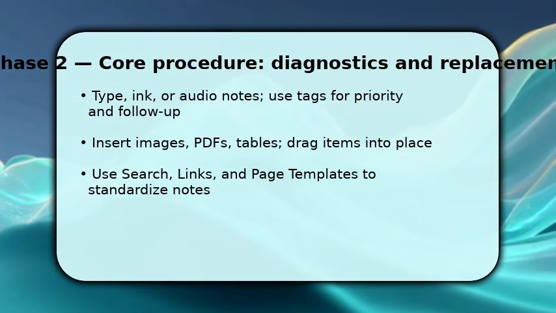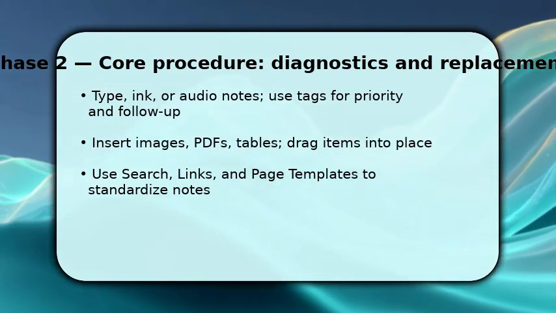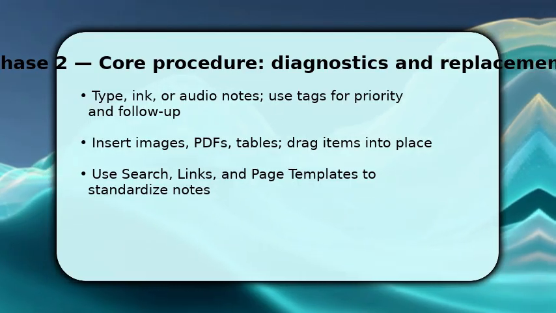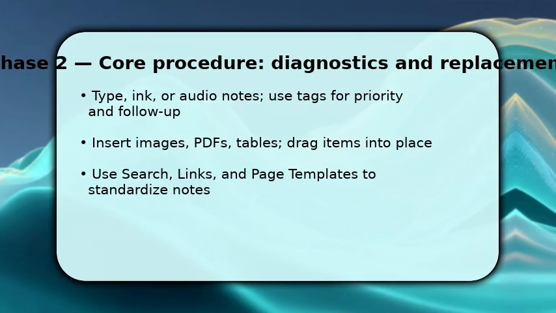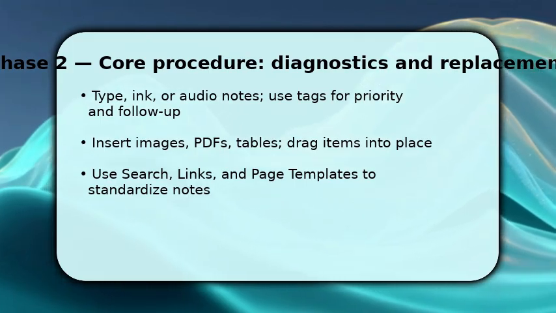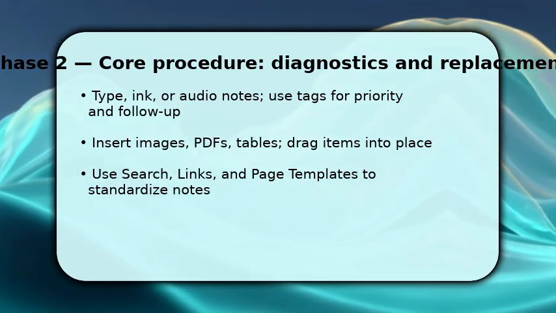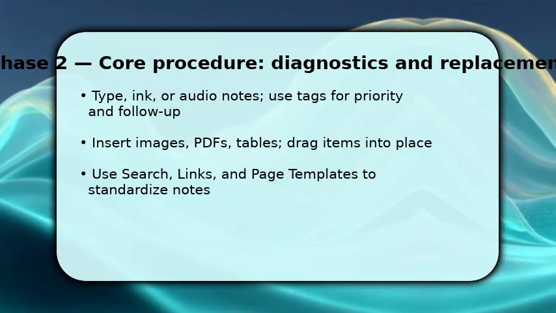Next, capture your content using the method that fits. Type for speed, ink for diagrams, or record audio for meetings. Use tags like To Do and Important to mark action items. Tags make follow-up efficient. Insert images, PDFs, and tables, then drag and drop elements to visually group ideas.